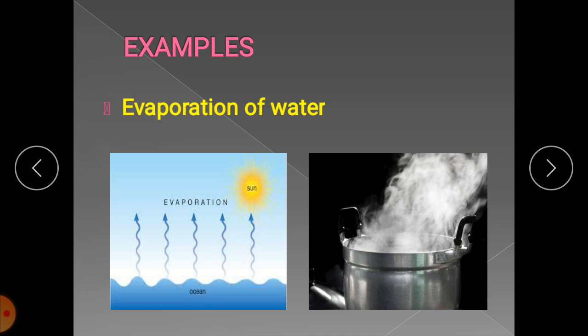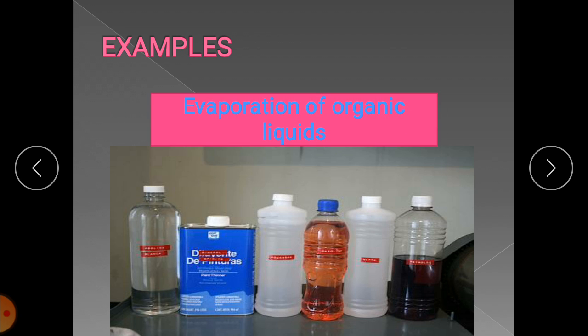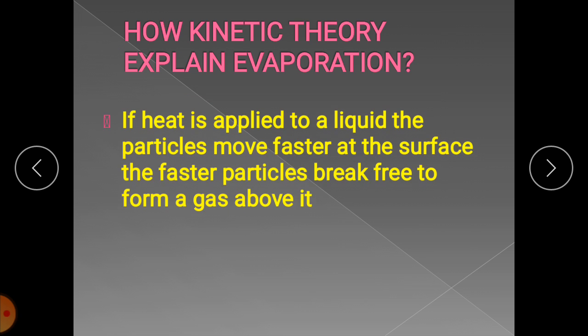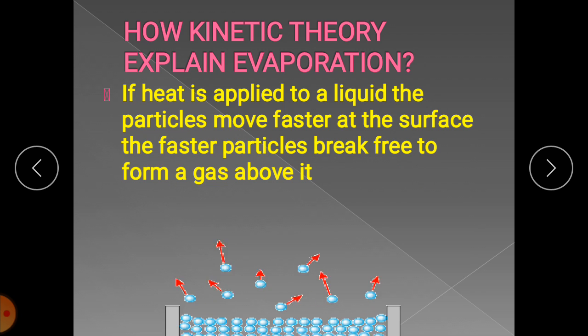When we heat water on the stove, what happens? This water becomes gas and it evaporates in the atmosphere. Evaporation of some chemicals, evaporation of organic liquids, okay, they are also able to evaporate in atmosphere. Now, how kinetic theory explain evaporation? If heat is applied to a liquid, the particles move faster at the surface. The faster particles break free to form a gas above it.